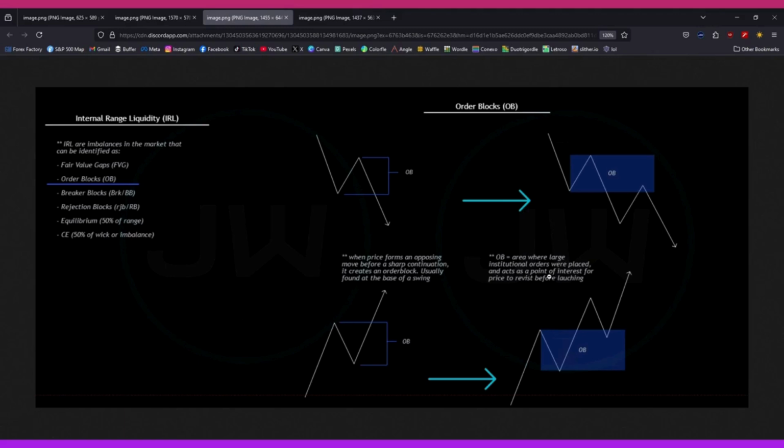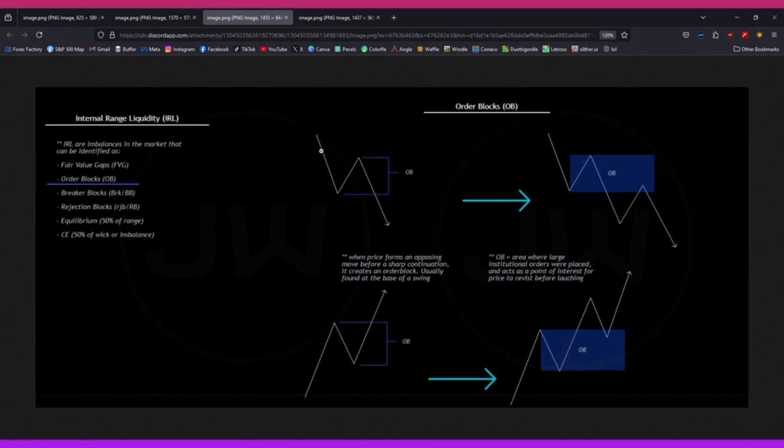So order blocks are areas where large institutional orders are placed and act as a point of interest for price to revisit before launching. So when price forms an opposing move, as you see in this diagram, before a sharp continuation, it creates what is called an order block, and they're usually found at the base of a swing. So what does that mean?